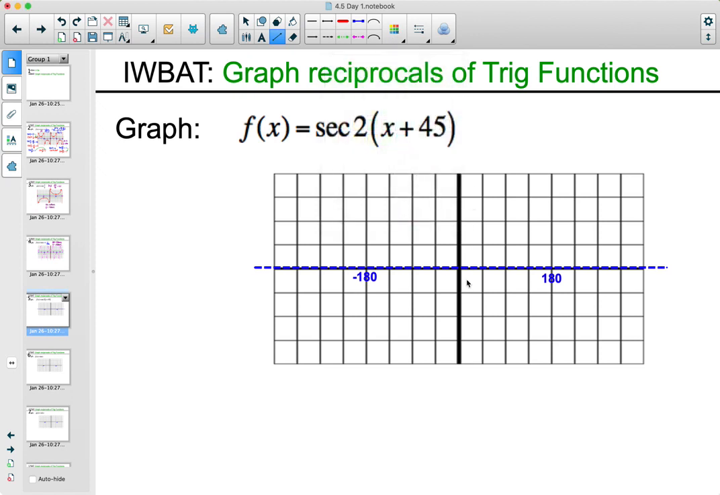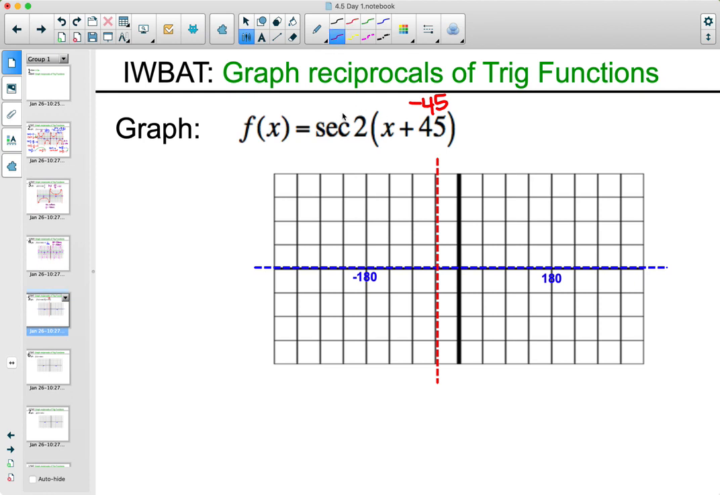Phase shift is going to be 45 degrees, so we've got 180 here. Divided by 2 would be 90. Divided by 2 would be 45, so one box is 45 degrees. This one is x plus 45, so that means that the number plugged in here is actually negative 45, so that's going to be a left shift of 45.